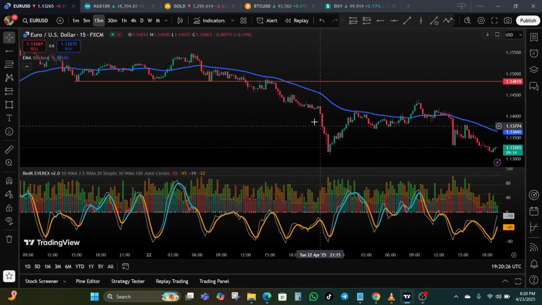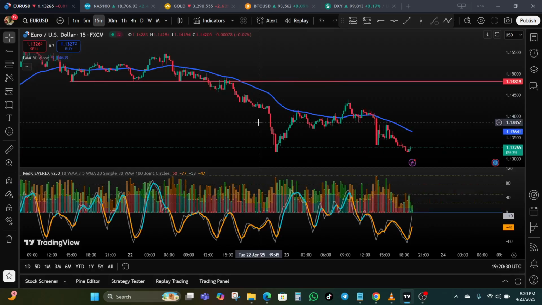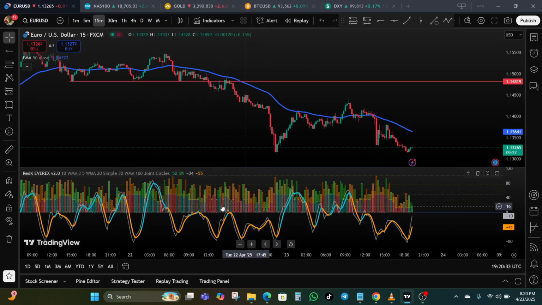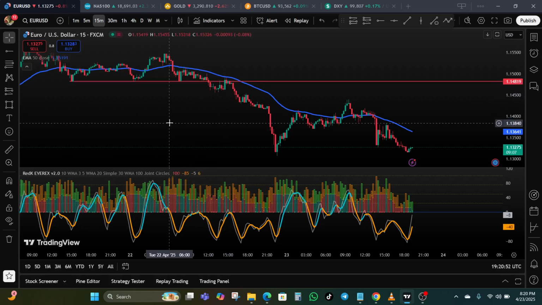So the EMA will help you identify the prevailing trend as a confirmation, because this RedK EVEREX indicator is already telling you when bullish momentum is prevailing and when bearish momentum is prevailing, alongside the volumes indicator and all of that. But the moving average is going to serve as an additional confirmation, a trend filter confirmation to be specific. This strategy works across all assets, forex pairs, crypto, indices, even commodities.